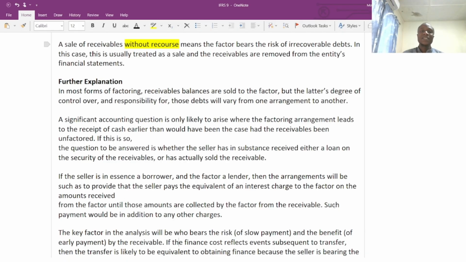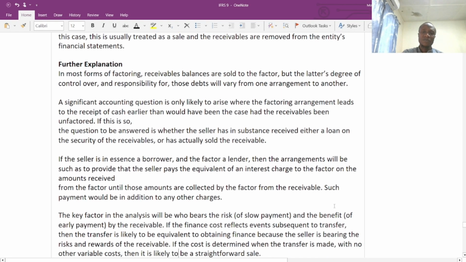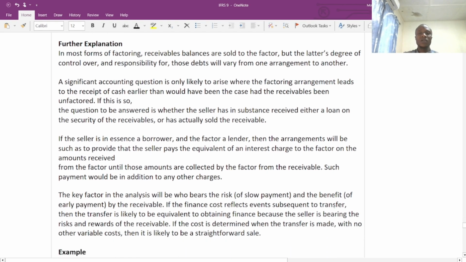It depends. A significant accounting question is only likely to arise where the factoring arrangement leads to the receipt of cash earlier than would have been the case had the receivable been unfactored. If this is so, the question to be answered is whether the seller has in substance received a loan on security of the receivables or has actually sold the receivable. So basically, they are just elaborating on the similar concept I've just explained.